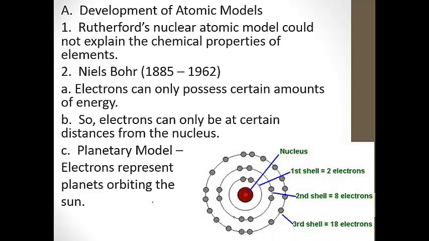here's our nucleus still that Rutherford came up with, and our protons and neutrons in the nucleus. But before that we just had the electrons scattered anywhere. And now Bohr is specifically putting them on these lines, these energy levels or shells. So it looked like planets orbiting the sun, and so it was nicknamed the planetary model.